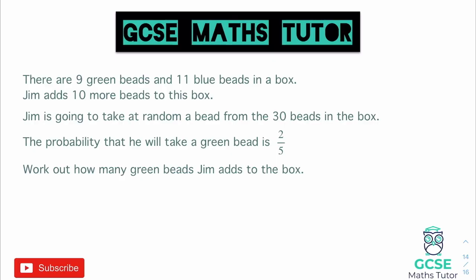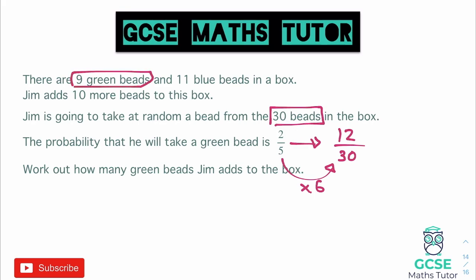Well, if he adds more beads into the box, and now it's out of 30, well, what would this fraction be out of 30? So let's figure that out. Well, if we want 30 on the bottom, we'd have to multiply the 5 by 6, and we'd do the same to the top. So 2 times 6 would equal 12. So out of the 30 beads, there must be 12 green beads. And pretty much that has already solved the problem just by turning that denominator into the new amount of beads in this box. So if we look at this, we've currently got 9 green beads. We know that it has to go to 12. So we must have added 3 additional green beads into the box.